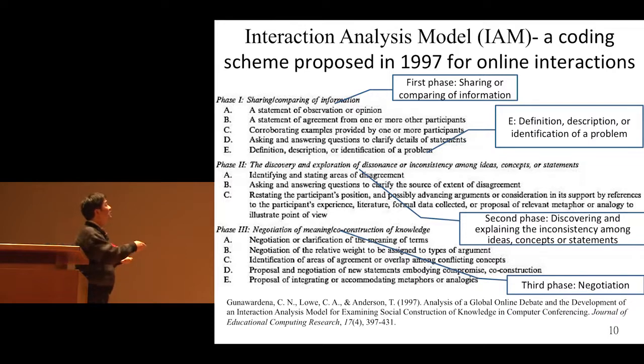For example, the first phase is about sharing or comparing of information. One of the examples, the 5th coding item of the first phase, is define or describe or identify a problem. The second phase is related to discovering or explaining the inconsistency among ideas, concepts, or statements. The third phase is about negotiation.